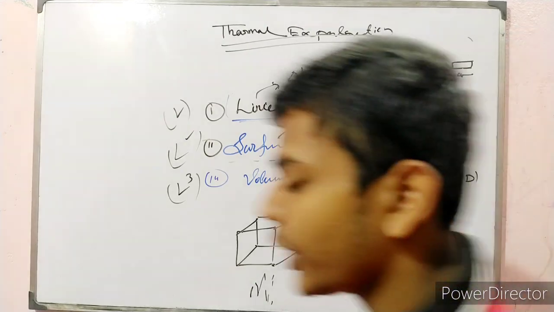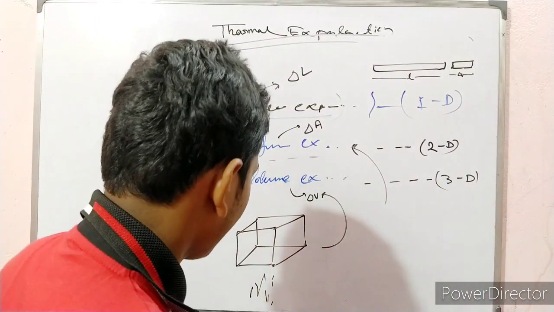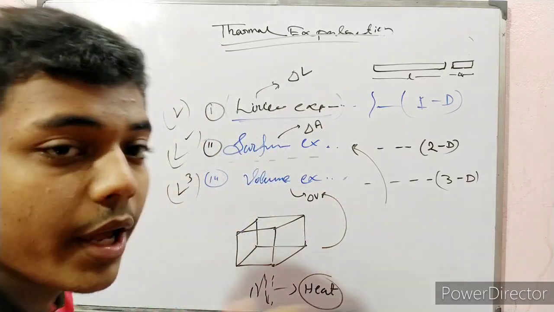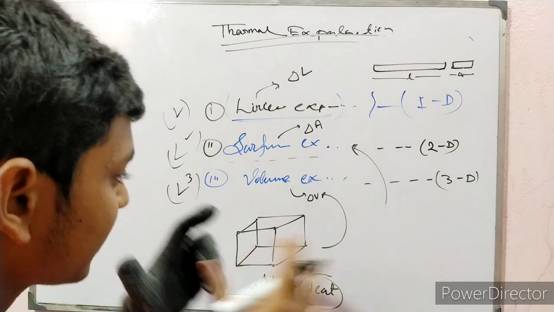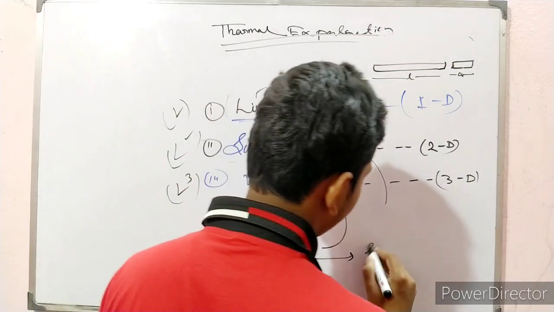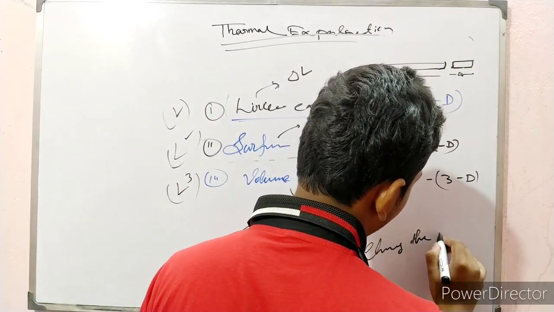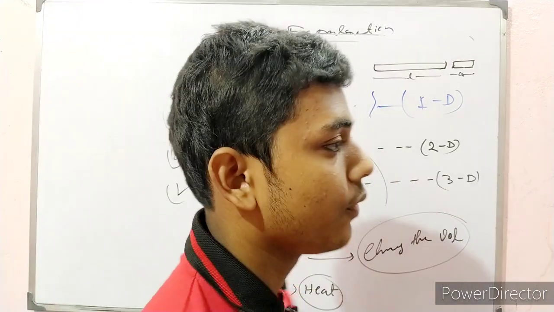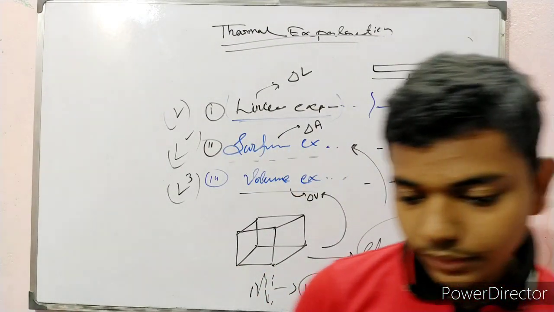Now I will take a cube and give some heat to it, and it expands and the volume changes. This is said to be volume expansion or volumetric expansion. I hope it is clear.